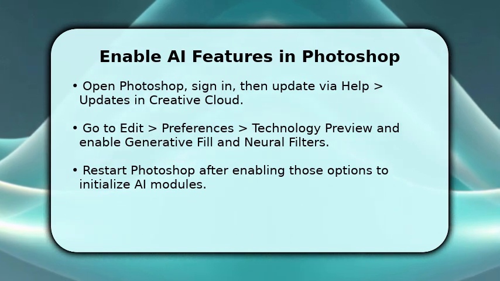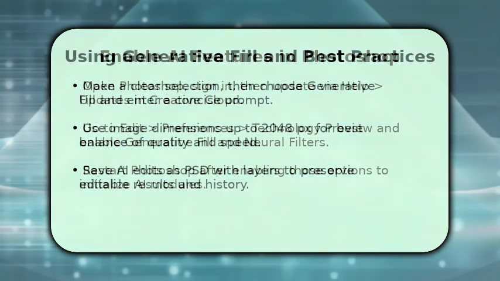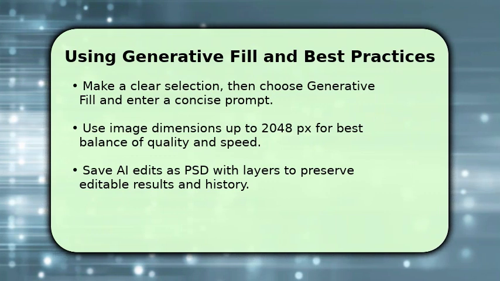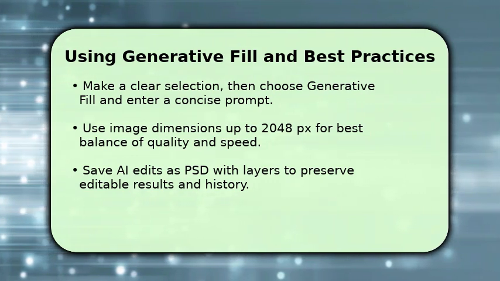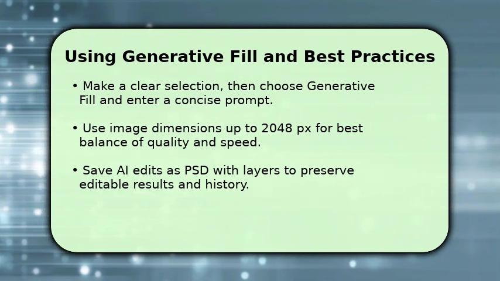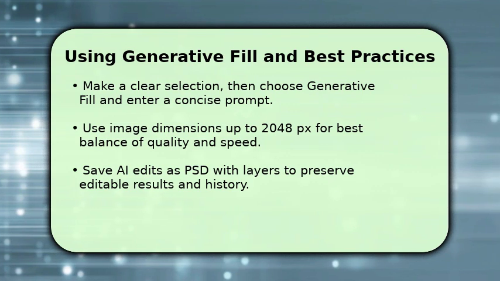To use AI tools, make a precise selection around the area you want to edit. Choose Generative Fill from the toolbar or right-click and select Generative Fill for the selection. Enter a concise text prompt that describes the desired change in plain language.